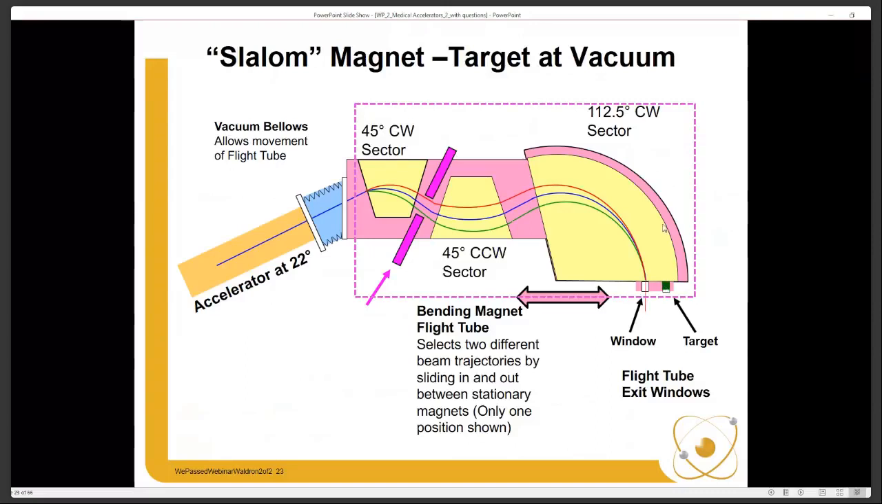If I want to make photons, I merely slide this entire vacuum chamber to the left, and the beam will strike the target. If I want to make an electron beam, I slide it to the right, and the electron beam will strike the window instead. The magnetic field components, shown in yellow, remain stationary in this setup. The pink part moves. And of course, that means I need a bellows back here to accommodate that motion.